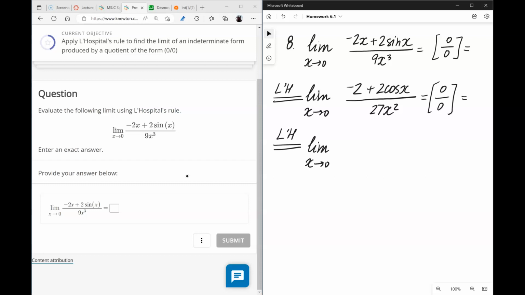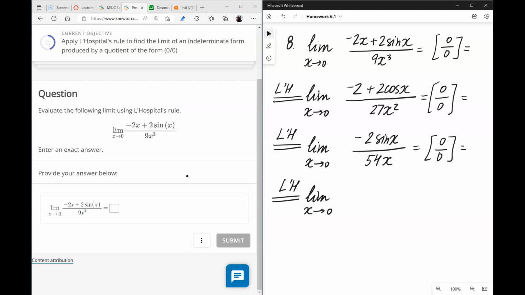So we're going to end up with negative 2 sine x over 54x. It's interesting, it's still 0 over 0. And now we're going to use L'Hopital's rule for the third time. And we're going to end up with negative 2 cosine x over 54. And now at 0, cosine x is a continuous function. So the final answer is negative 2 over 54, which is negative 1 over 27.